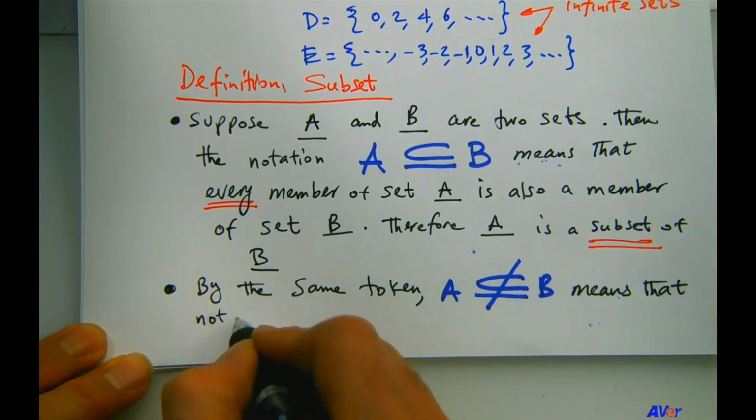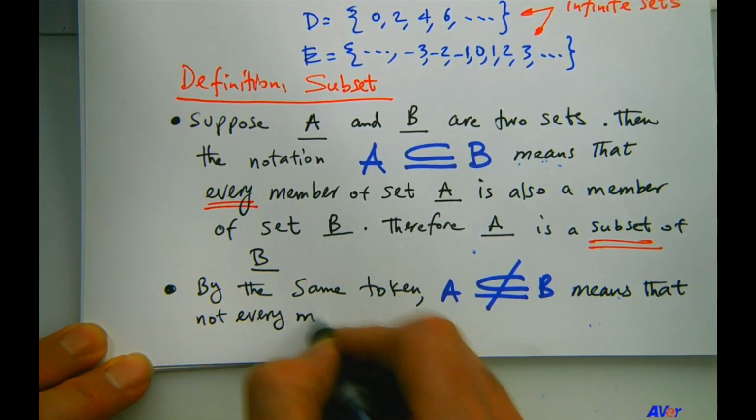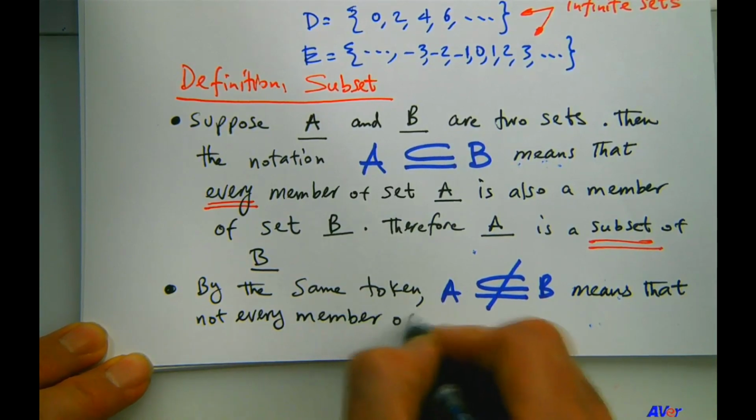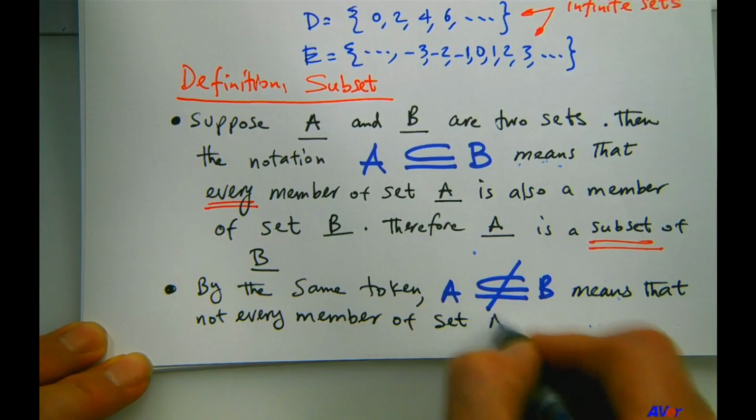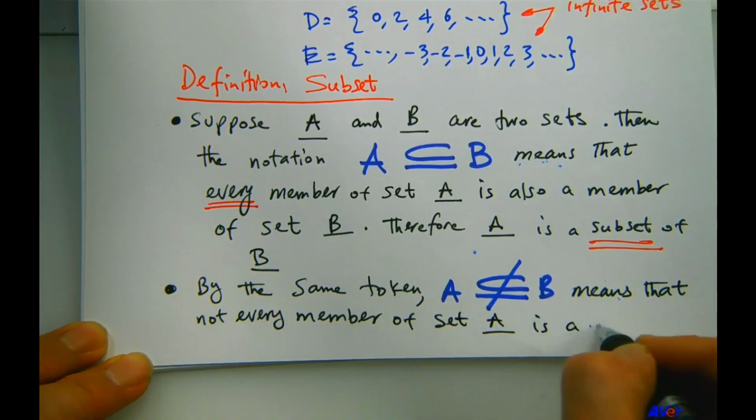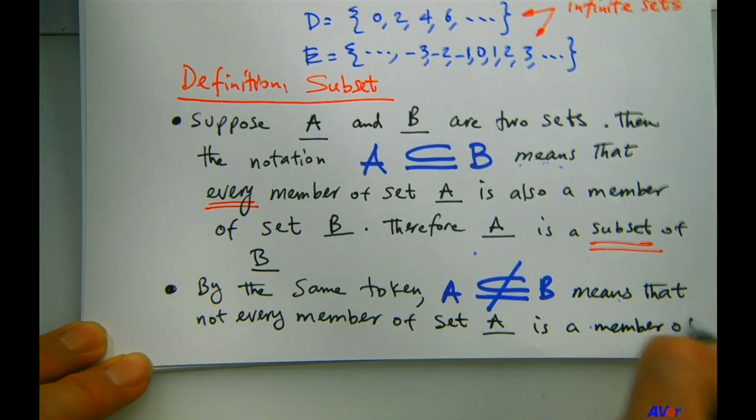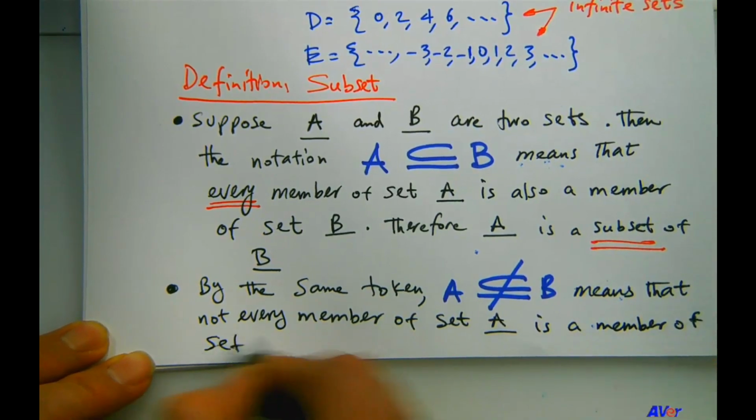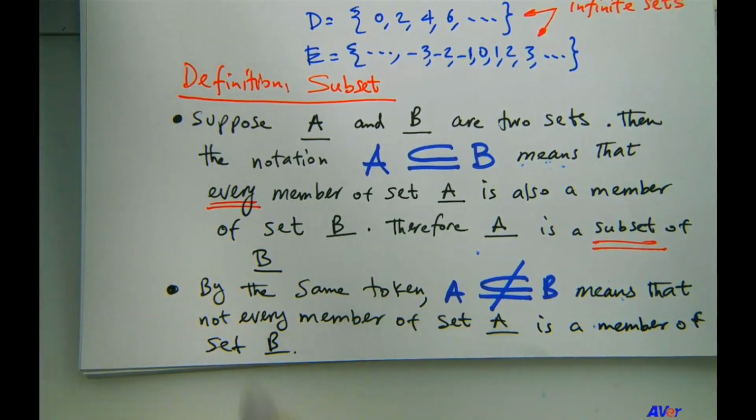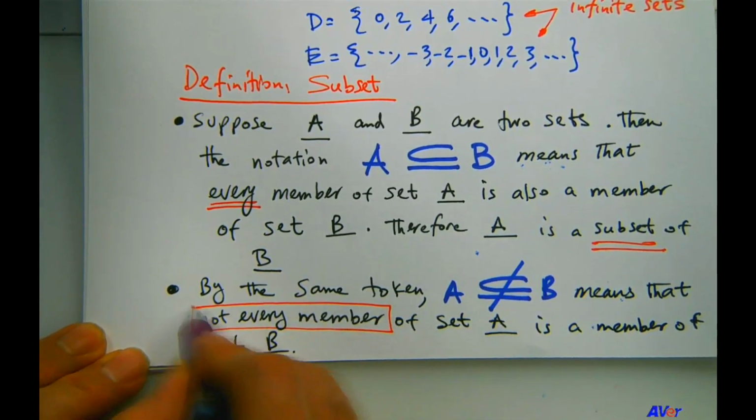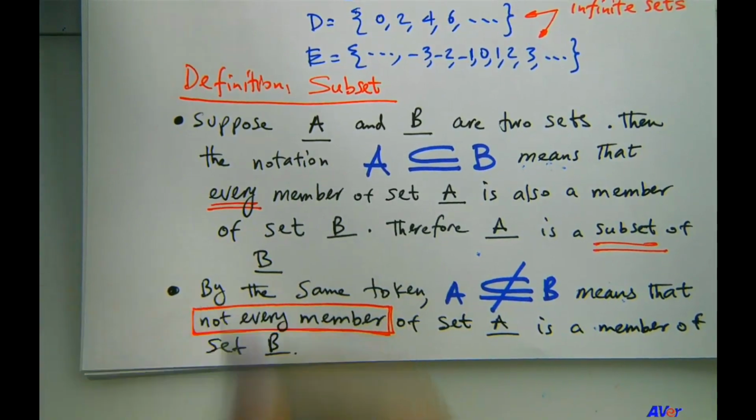Means that not every member of set A is a member of set B. And the key word here is "not every member." So if you have 2 or 3 members out of 4 that are similar, it's fine. But if one of the members is not common between A and B, then A is not a subset of B. Okay?